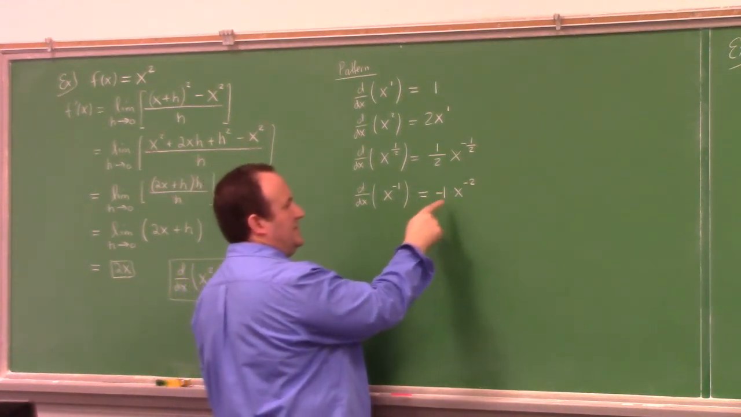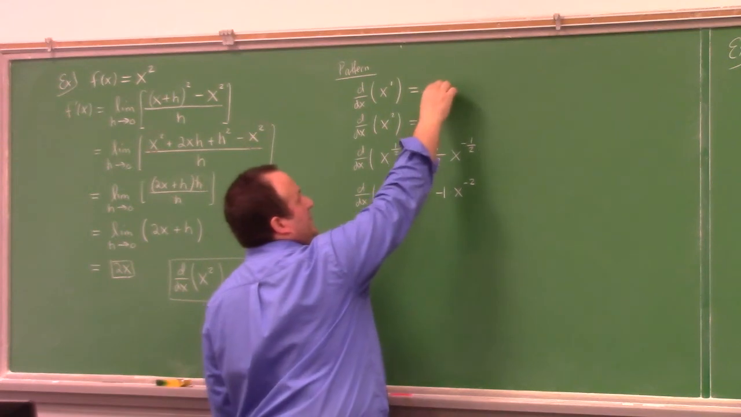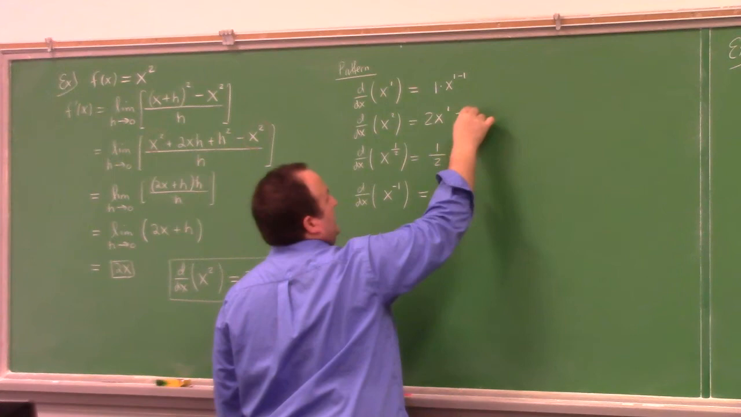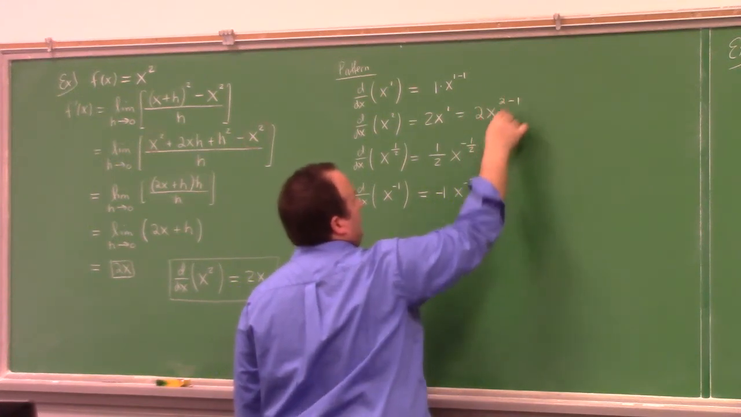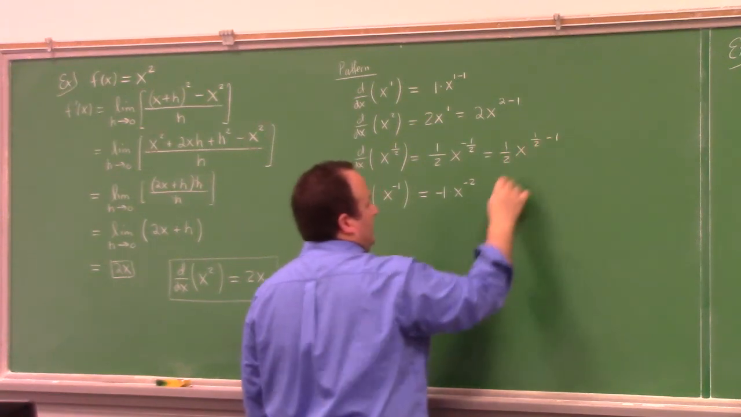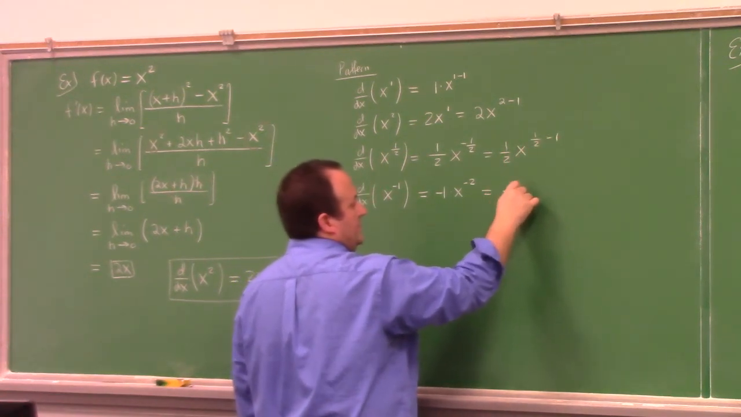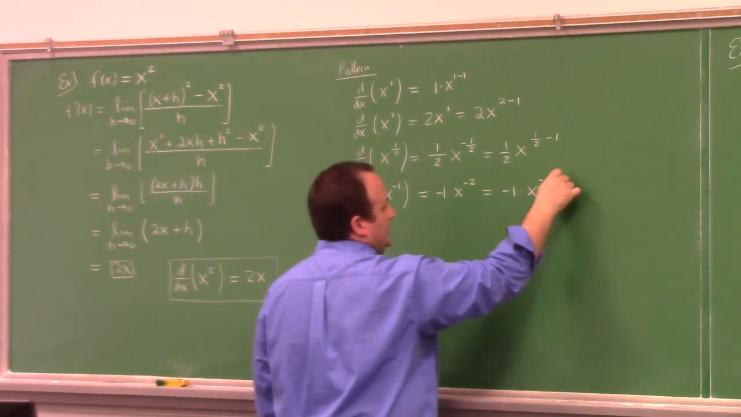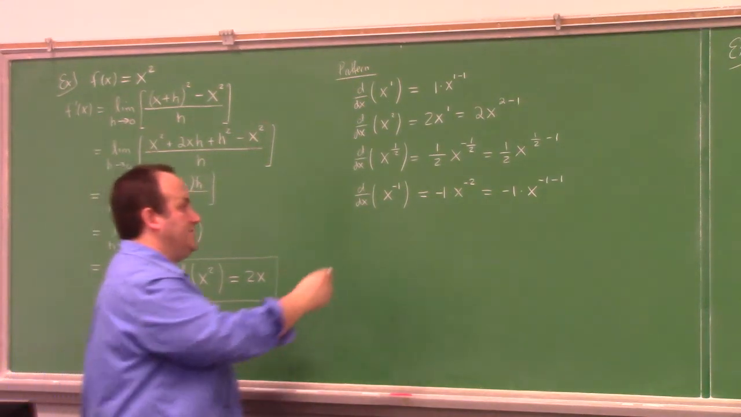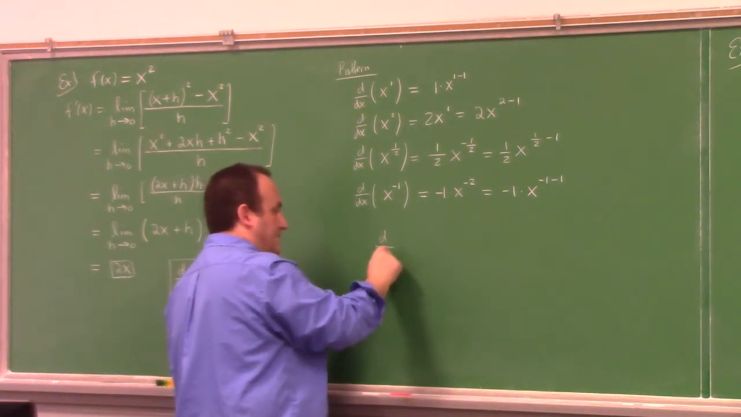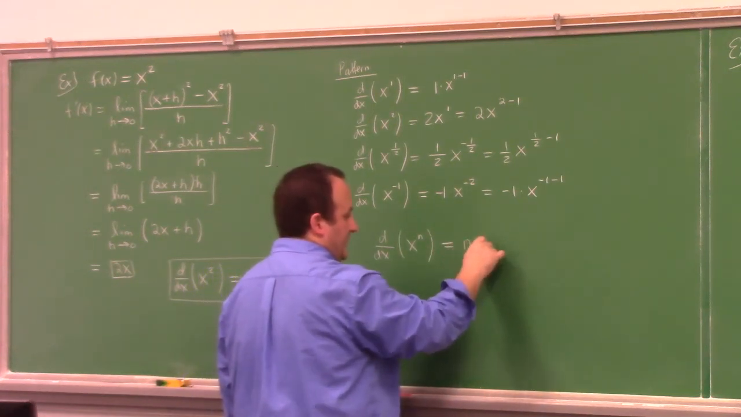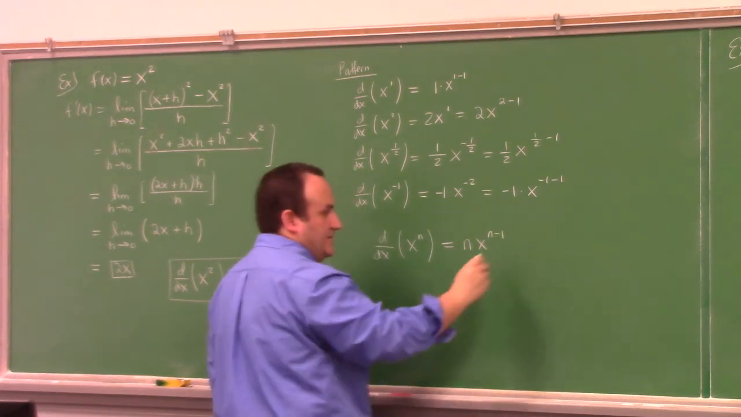If you start looking at this, this is really 1 times x to the 1 minus 1 power, and this is really 2 times x to the 2 minus 1 power. And this is really 1/2 x to the 1/2 minus 1 power. And this is really minus 1 times x to the minus 1 minus 1 power. There's a pattern, and the pattern is this: d dx of x to the power n is equal to n times x to the n minus 1. This is the so-called power rule.